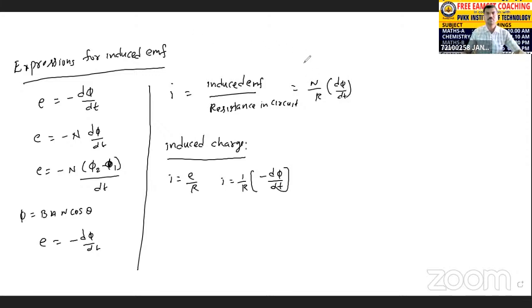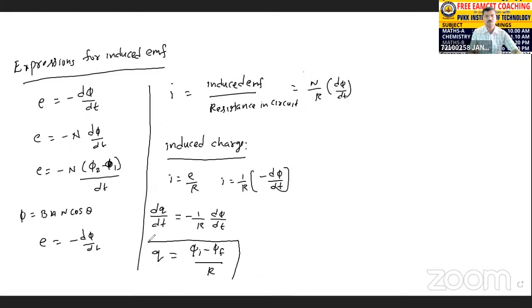Next, I is equal to E by R, that is equal to 1 by R into minus dφ by dt. Here we have I, what is I? Charge by time, dq by dt. So dq by dt is equal to minus 1 by R into dφ by dt. If we integrate this, the charge comes to q is equal to (φi minus φf) by R.